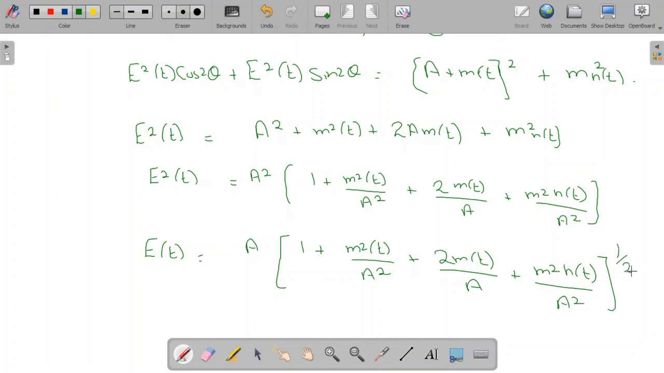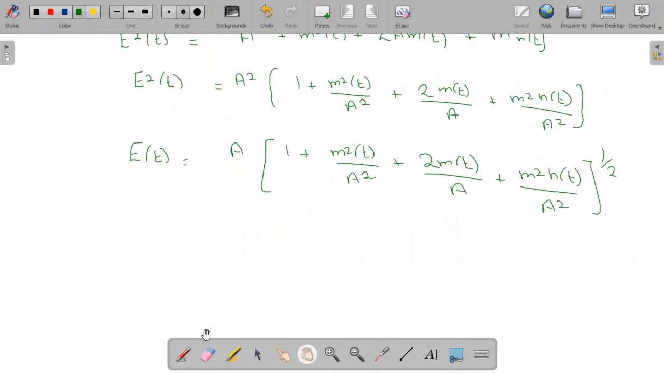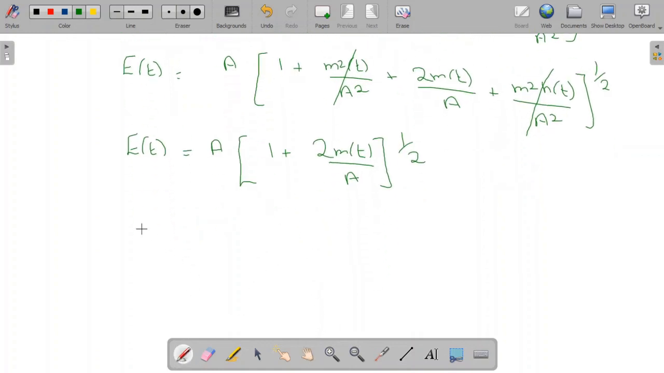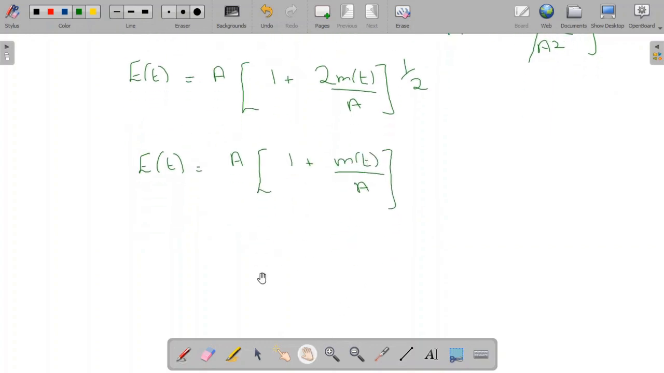Now because the a value is very large for an envelope detector, these two terms can be ignored. So I am going to ignore this term, and I am also going to ignore this term. So e of t is equal to a times 1 plus 2m of t divided by a, to the power 1 by 2. Now I am going to use the Taylor expansion. After using the Taylor expansion, the envelope detection of the single side band carrier will be equal to a times 1 plus m of t divided by a, which means that e of t will be equal to a plus m of t.